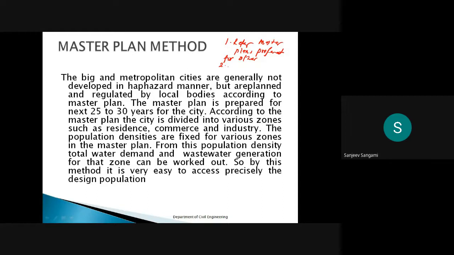Residence is completely residential only. So there, no commercial activity will be done. Like that, you have to create not only these 3 zones. Other zones can be created based on the requirements.